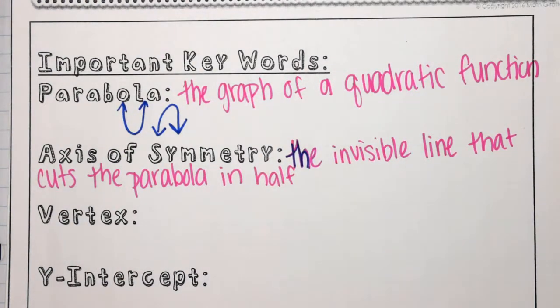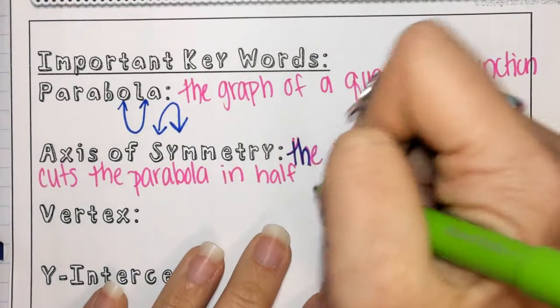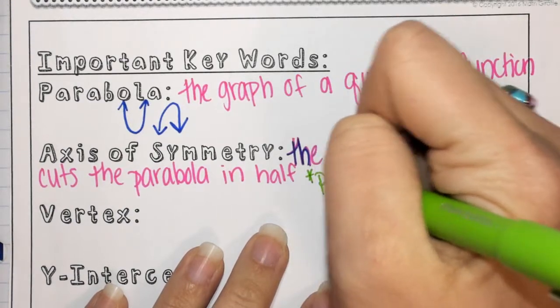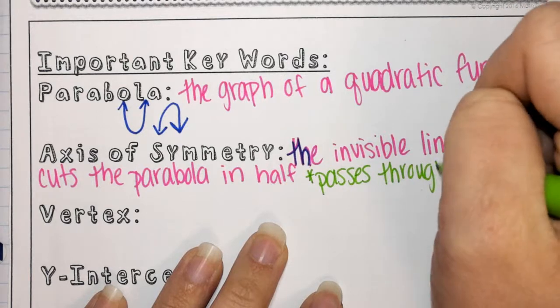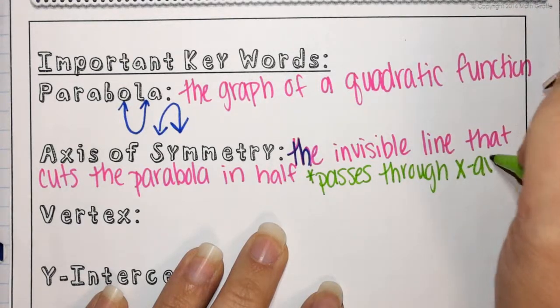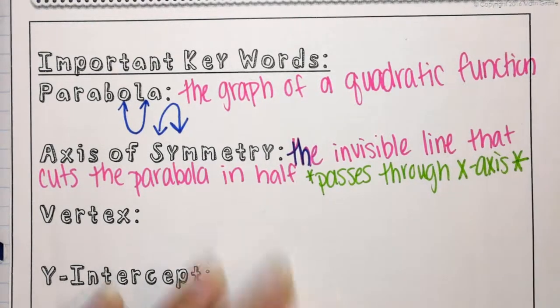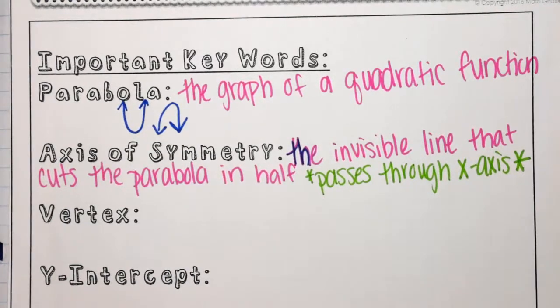A fun fact about the axis of symmetry: it passes through the x-axis. Every single time it's going to go through the x-axis. And which way is x? Is it horizontal or vertical? Horizontal. Good. Take another point.